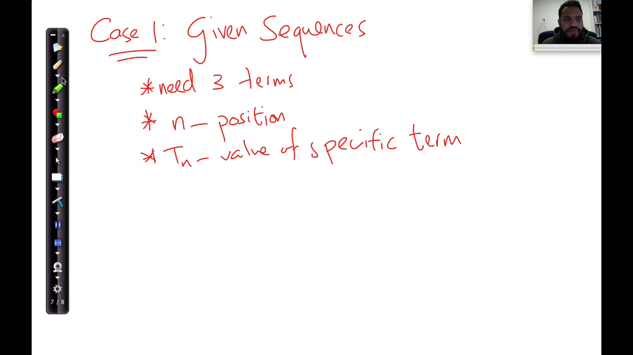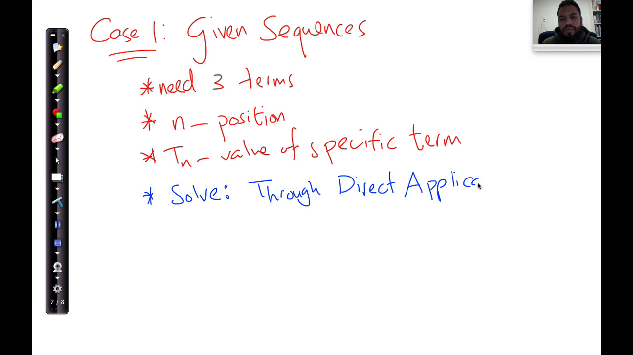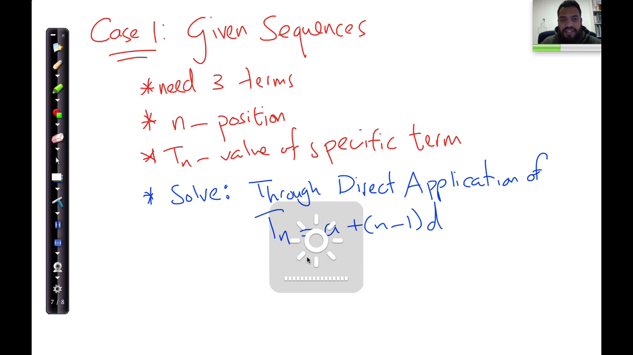And how do you solve? You solve these questions by direct application of the formula. Which formula? Direct application of Tn equals A plus n minus 1 multiplied by D. And that's how you solve case 1 questions. Let's recap. It is a given sequence. You can generally get things like determine the specific position, determine the specific term, determine the difference, and so forth. You solve this through directly applying the formula and testing the sequence as well. And so that's how we get it in general.